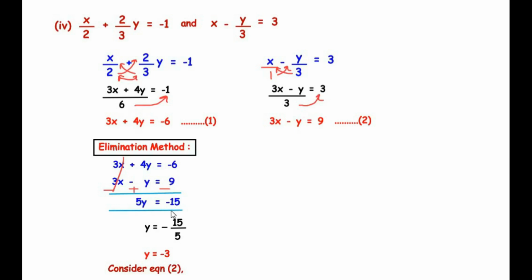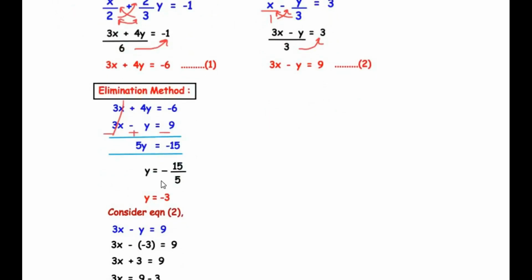Now taking 5 on the other side of equal to sign, we get y is equal to negative 15 over 5. Now 15 and 5 go in the table of 5, that is 5 1 times is 5 and 5 3 times is 15. So we get the value of y as negative 3. Now once we have got the value of y, let us find out the value of x. So here we are going to consider the equation 2, that is 3x minus y equal to 9.